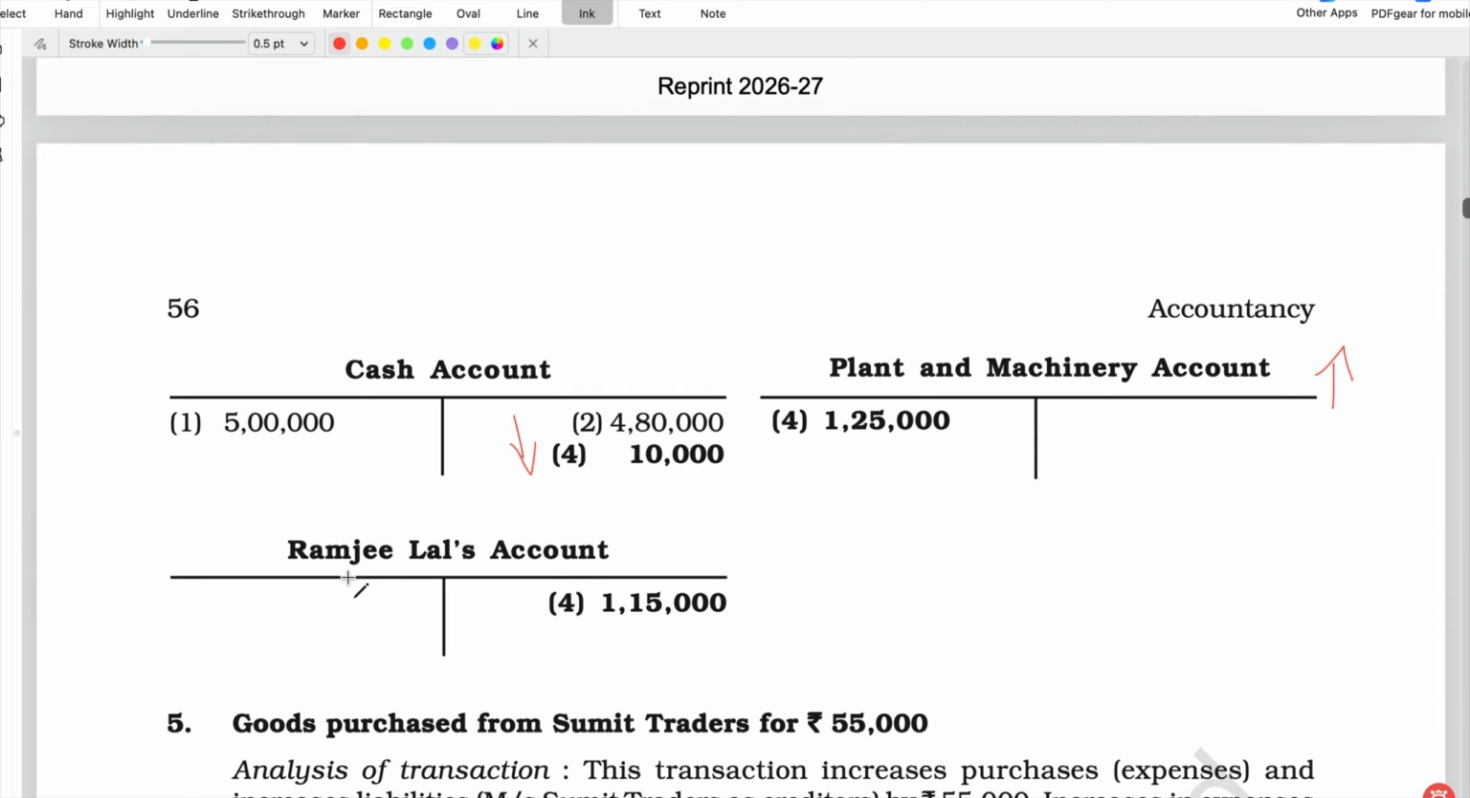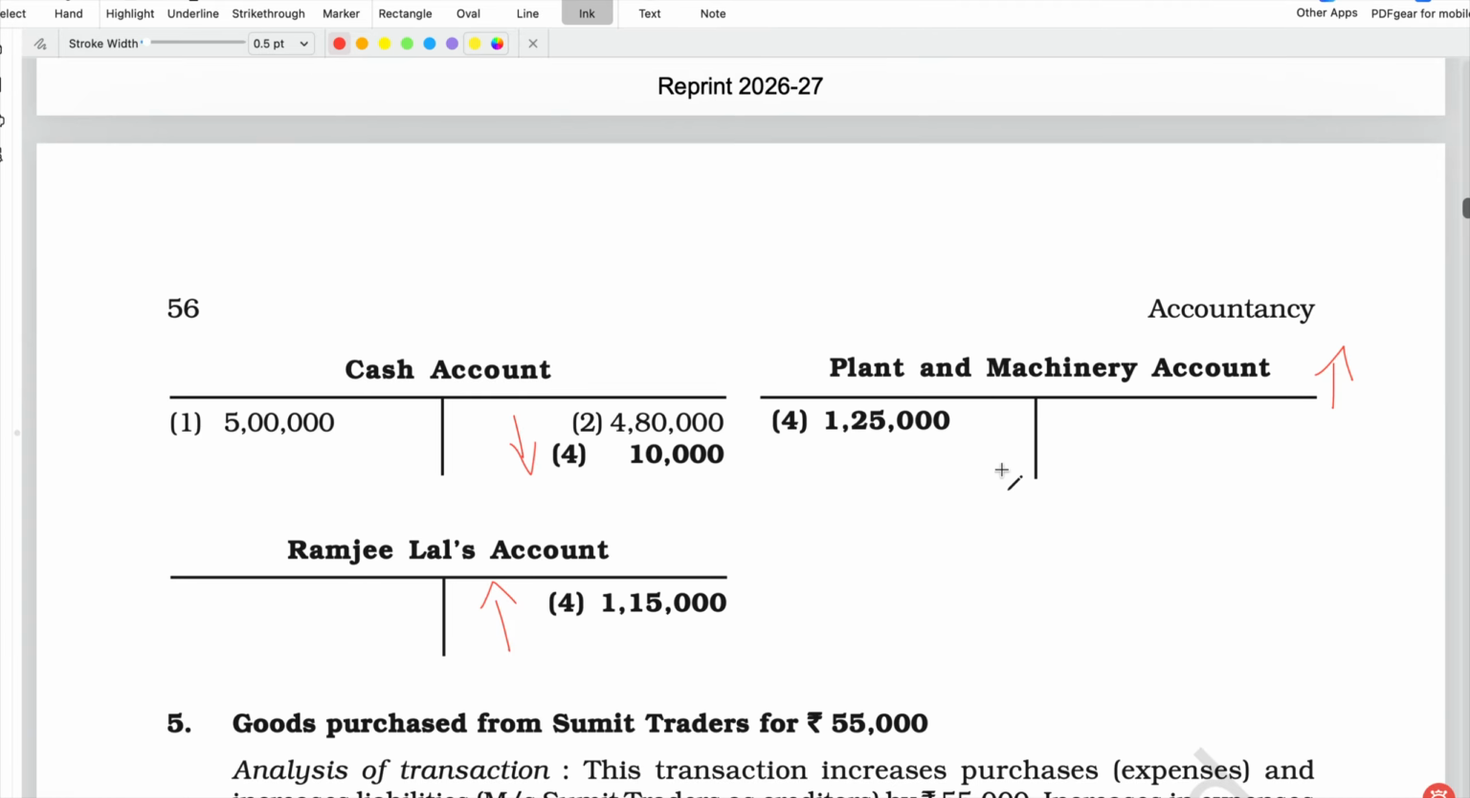Now Rajmi Lal's account. Now who is this Rajmi Lal? I have made a credit purchase, so he'll become my creditor. I have to pay him on a later date. How much should I pay him? 1,15,000 I have to pay him. So he is my creditor. There is an increase in my liability. So that's why I am crediting Rajmi Lal's account.